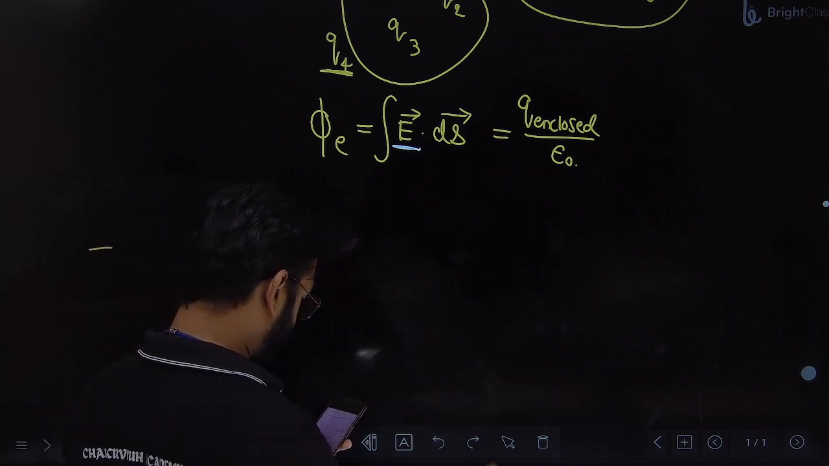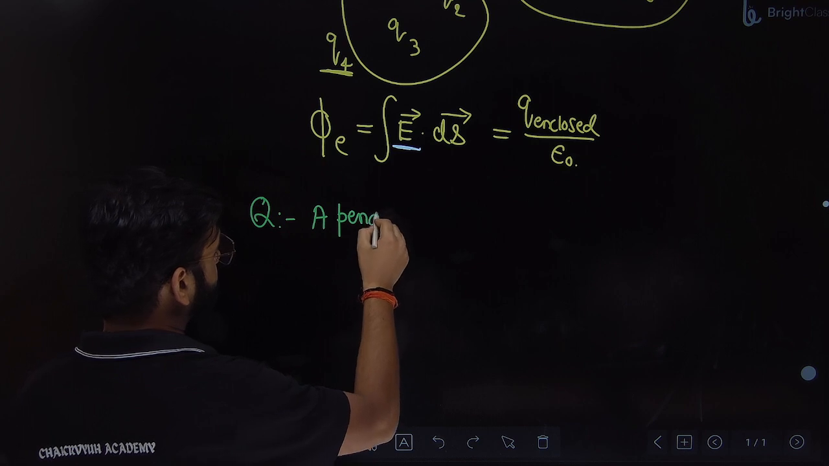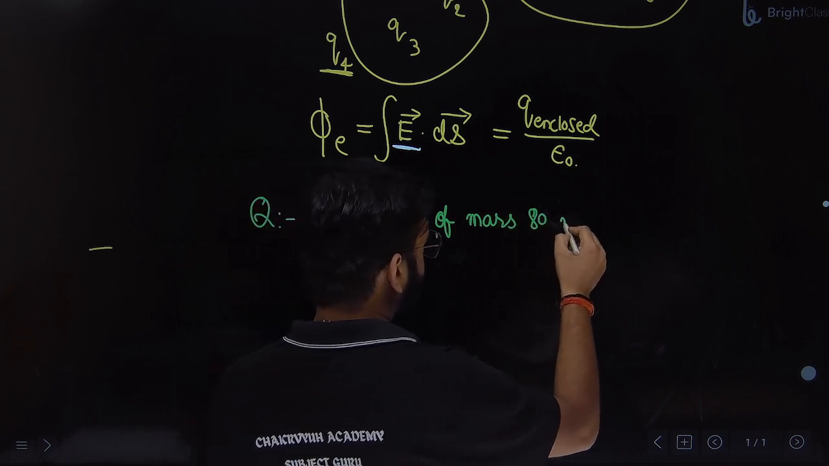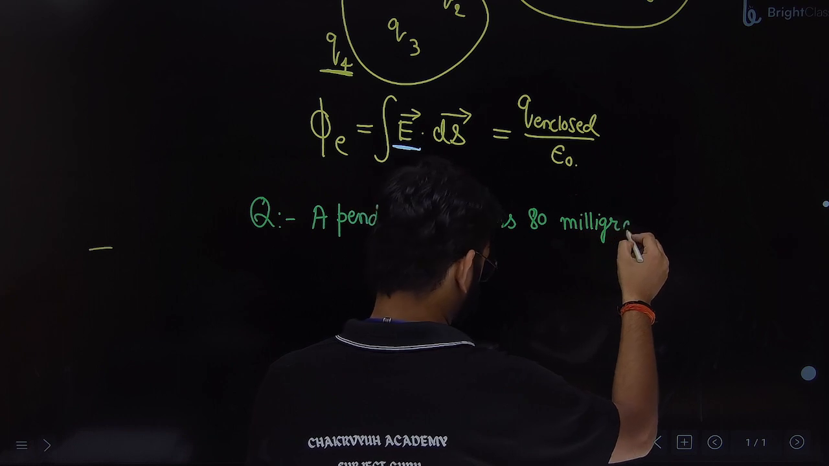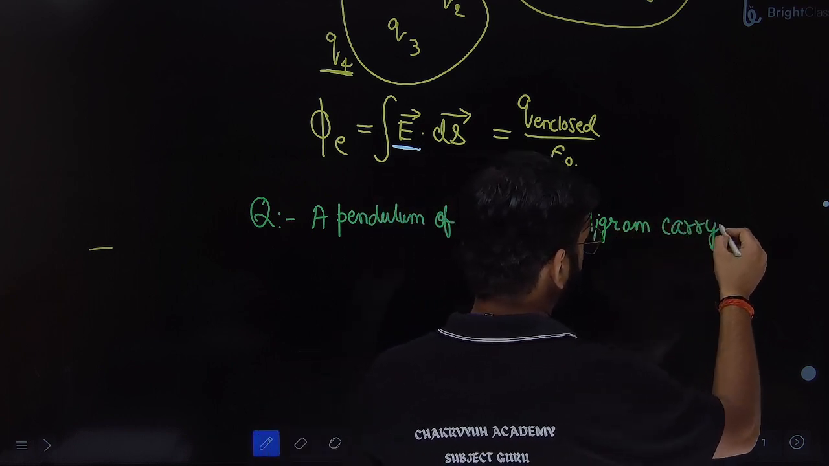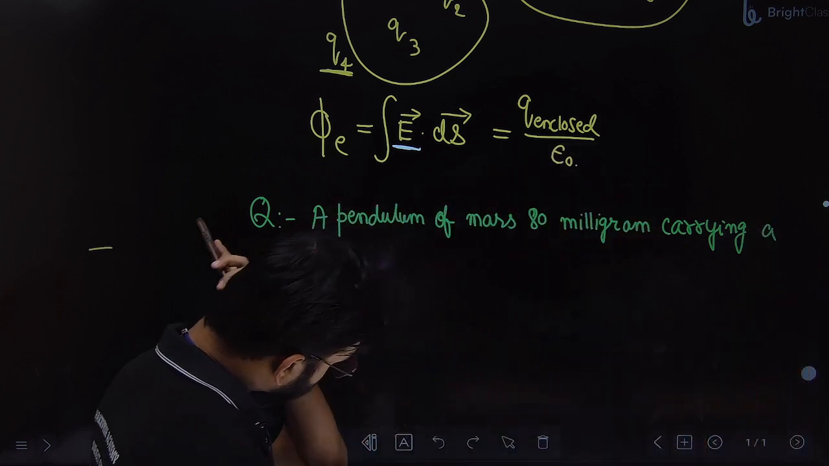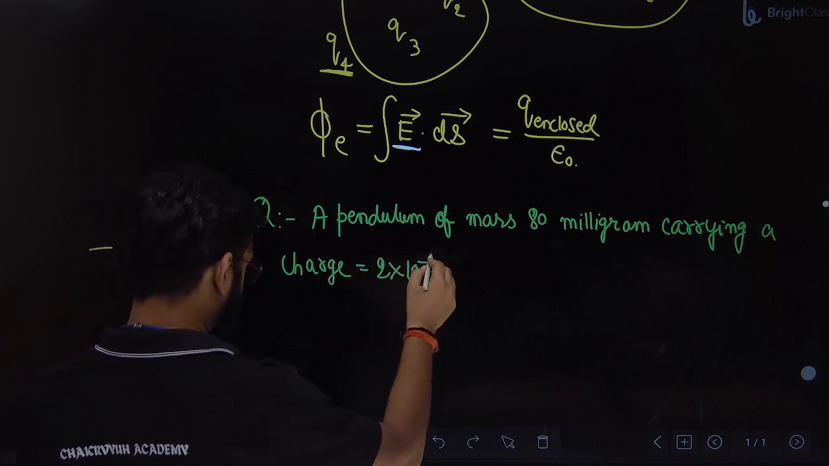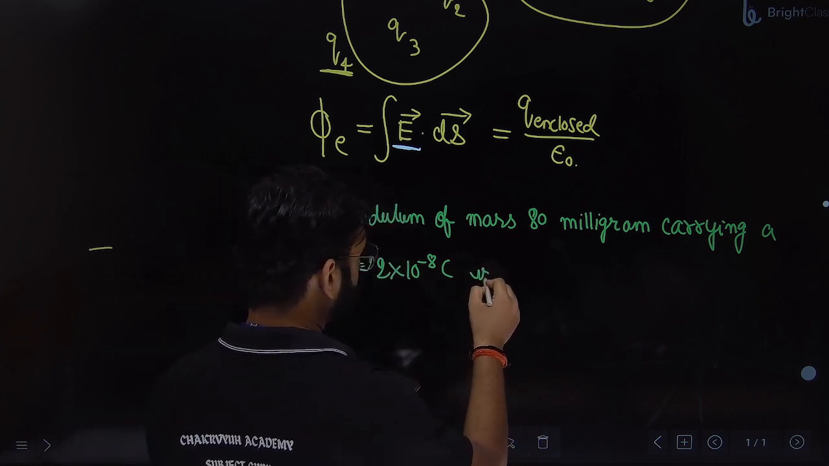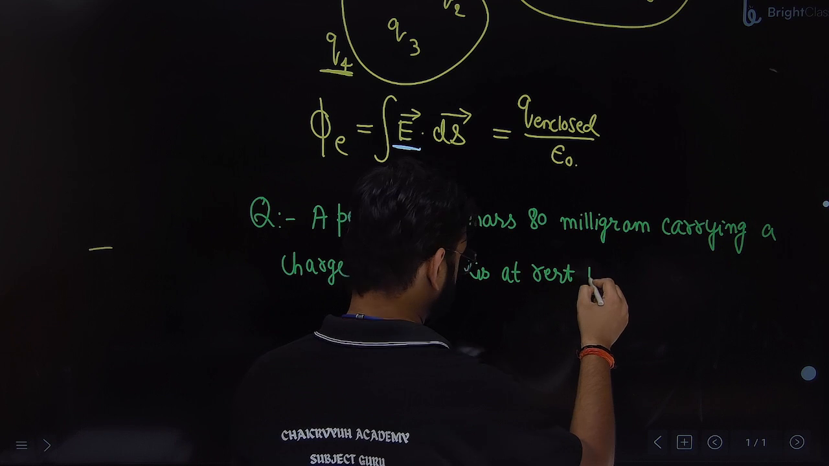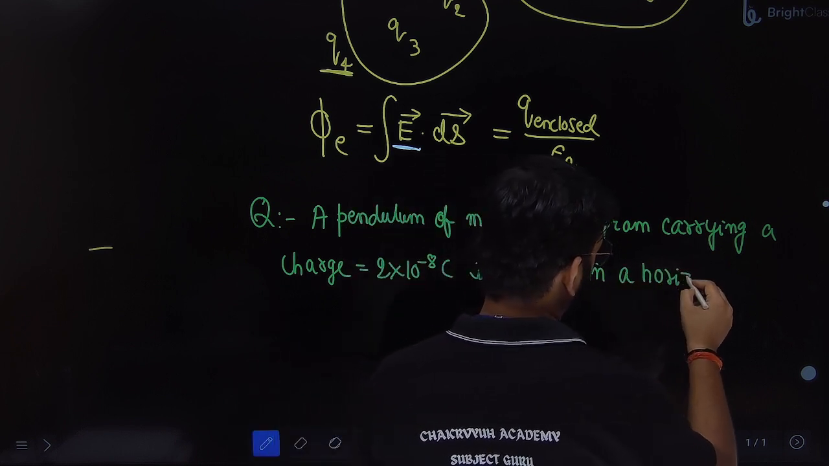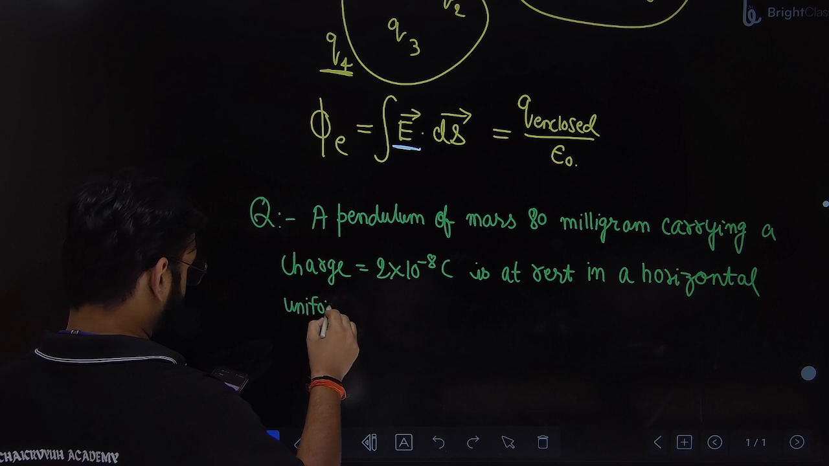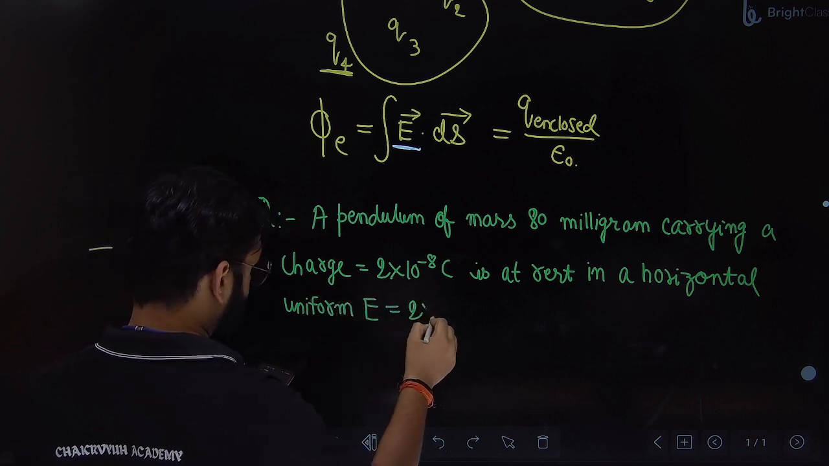The first question is: a pendulum of mass 80 milligram carrying a charge of 2 into 10 to the power minus 8 coulombs is at rest in a horizontal uniform electric field of 2 into 10 to the power 4.